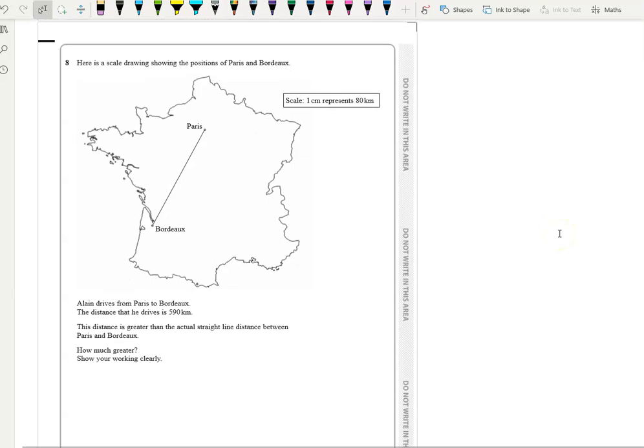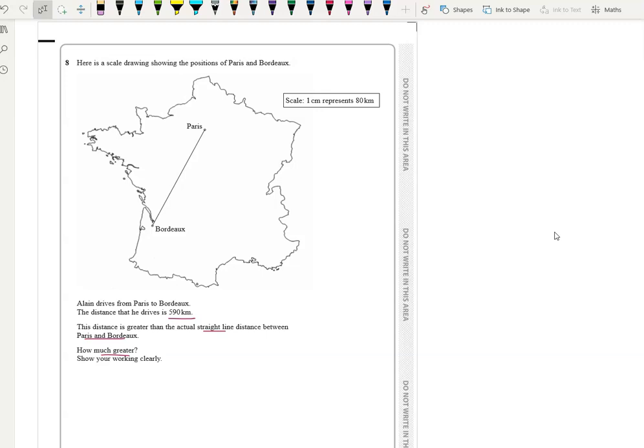Here is a scale diagram showing the positions of Paris and Bordeaux. It says Alain drives from Paris to Bordeaux. The distance that he drives is 590 kilometers. This distance is greater than the actual straight line distance between Paris and Bordeaux. How much greater? So you're working clearly.